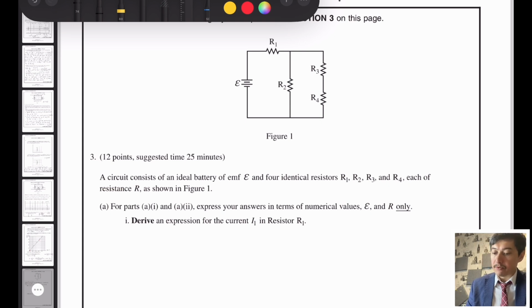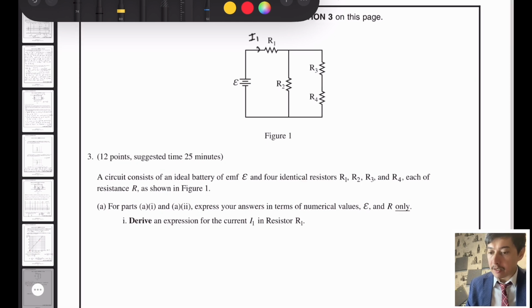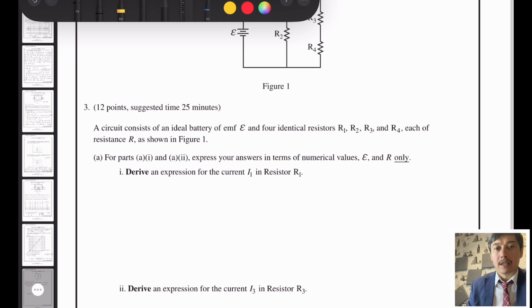Derive an expression for the current I1 in the resistor R1. So we have to find what is the current passing through R1. We can see that R1 is located on the main line. The same wire is passing through the battery. So if we can find the equivalent resistance of all resistors, we can easily calculate the current passing R1 using Ohm's law.